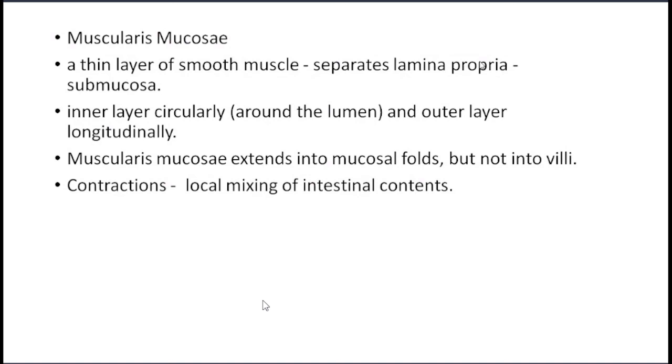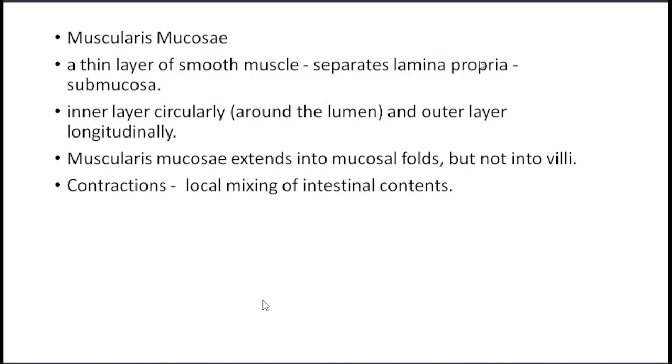ये आपको बात ध्यान में रखनी है. So what is the difference between the mucosal fold and the villi? Villi में आपको you will get the finger-like projection of the epithelium and the core of the lamina propria. But in the mucosal fold you will get the mucous membrane along with the submucosa. Submucosa भी mucous fold में चला जाता है, but not in villi. Villi में submucosa जाता नहीं, muscularis mucosa भी नहीं जाता. Only you will get the finger-like projection of the epithelium and the core of the lamina propria.